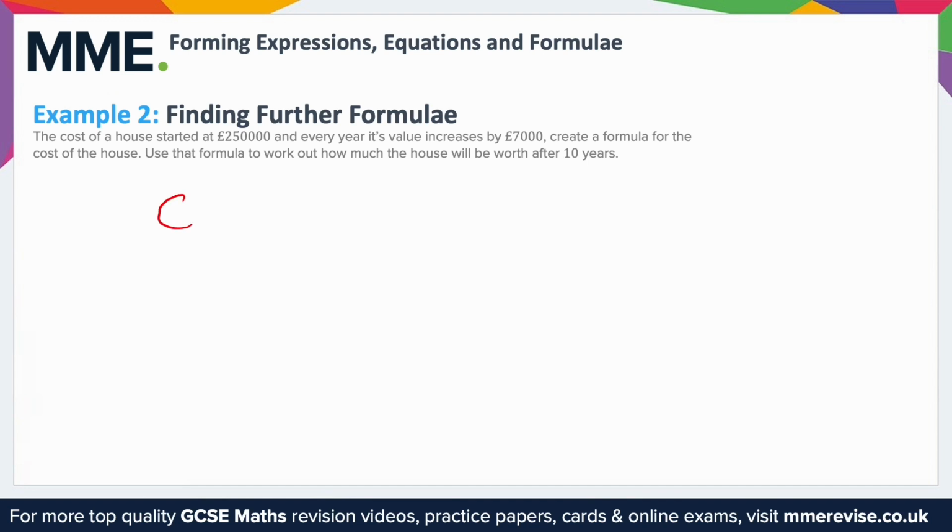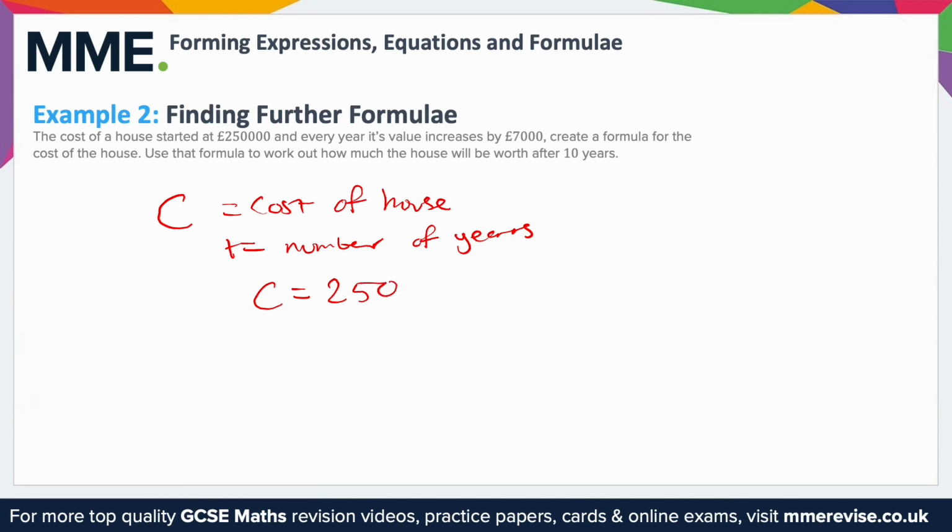Let's say C is the cost of the house. T can be the number of years. And of course, in this case, C is dependent on T. Okay? So as T changes, C changes, etc. So initially, we had that C is 250,000. But then every single year, it goes up by 7,000. So a multiple of 7,000 each year.